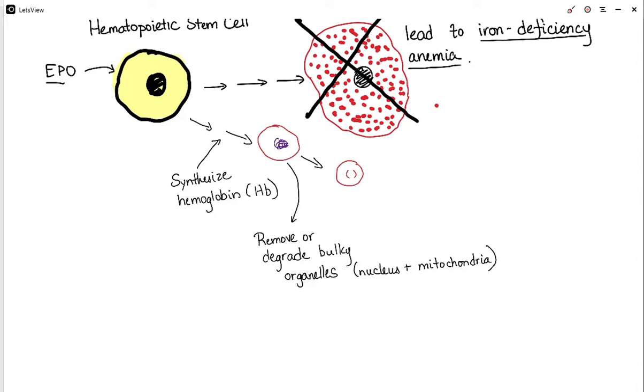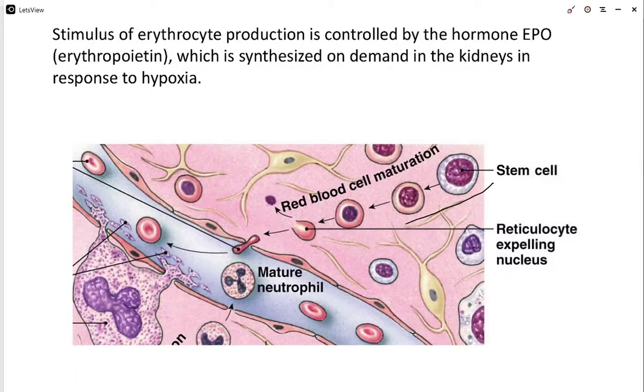Alright, so that process of going from a generic cell here and morphing into its final product is called differentiation. So what we've diagrammed here is the true differentiation of a red blood cell. So let me go ahead and show you an image of that. So this is what we want to focus on here.